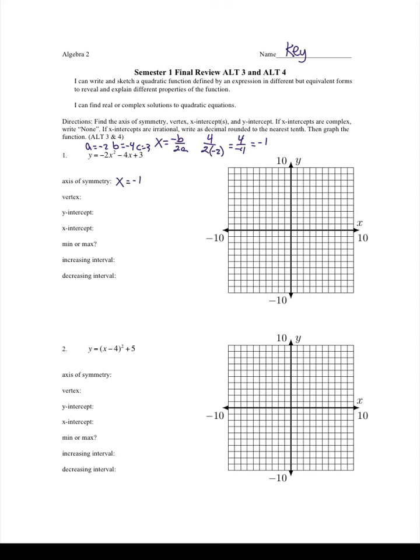That becomes the x value of our vertex, so we're going to plug -1 back into the original equation for x. Make sure you square the -1 first and then multiply by -2. We've got 4 times negative 1 plus 3, which gives us negative 2 plus 4 plus 3, and we get a y value of our vertex of 5. So the vertex is 1, 5. I'm sorry, negative 1, 5.